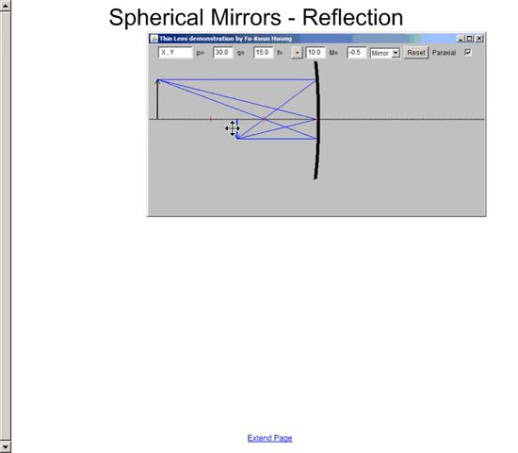Here's another example. It looks very much the same. You can do that using a ray diagram, which is what I've just shown, or you can also do that with a little bit of mathematics. The model for spherical mirrors is 1 over the image distance plus 1 over the object distance is equal to 1 over the focal length of the mirror.